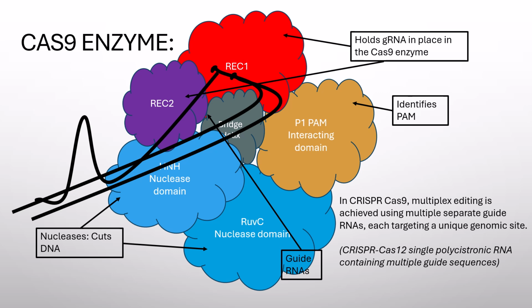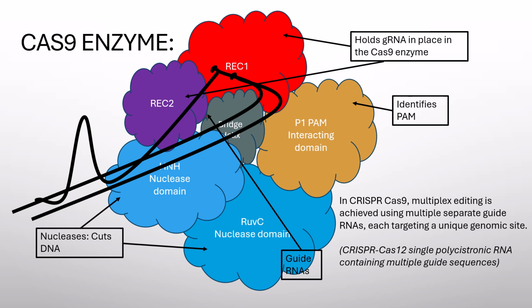And once it finds that PAM site, it locks onto the site, and then Cas9 unwinds the adjacent DNA. The guide RNA base pairs with the complementary target strand. If it's a good match, it will. And then I've got here the HNH domain that cuts the target strand.